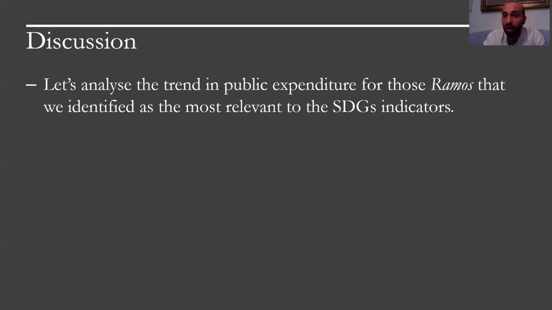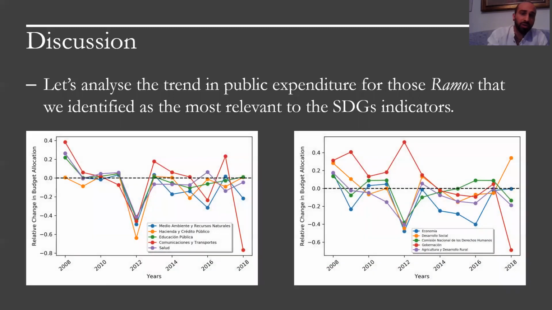Okay, but now let's move back to our first set of results about those ramos that we identified as the most relevant across all the SDGs. And let's have a look at the budget allocated to those ramos over time. So in these figures, on the y-axis, we have the relative change in budget allocation for those ramos that we identified as the most relevant ones.